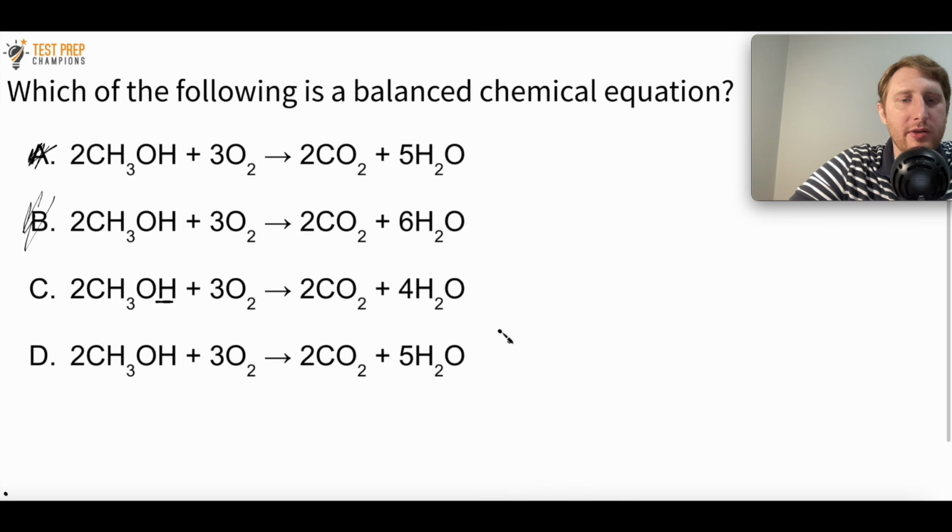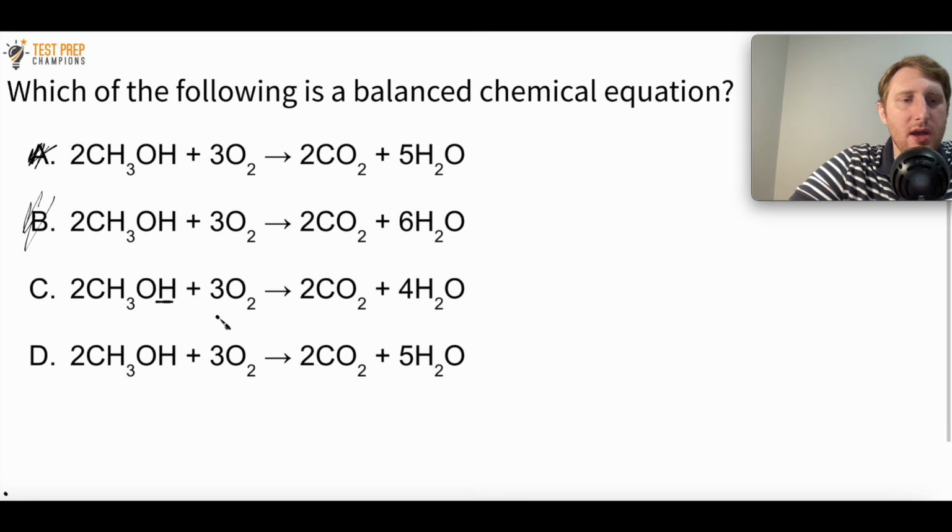Let's pop over here to the right-hand side and see how many H's we have. So I've got 4, and this little 2 here beside the H, so 4 times 2 is 8. So we see here that the number of H's matches on both sides. So if the O's match, we're done. We have the right answer. And if not, we'll come down here and we'll check D.